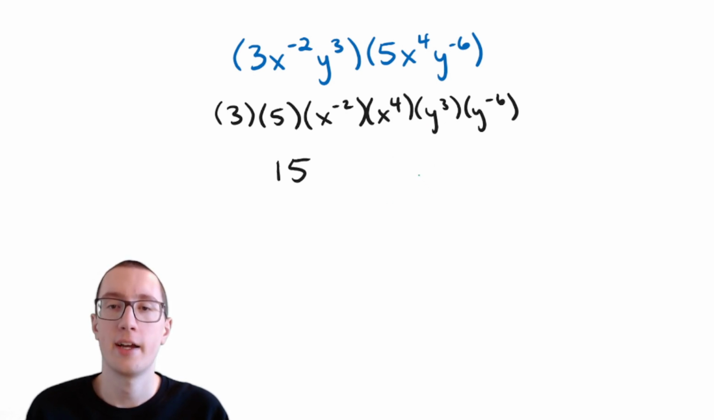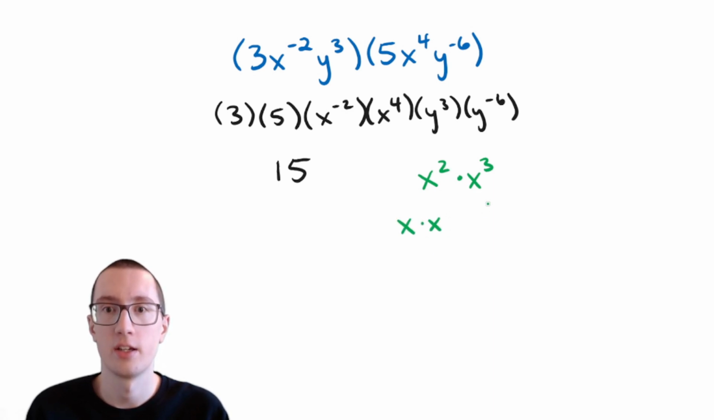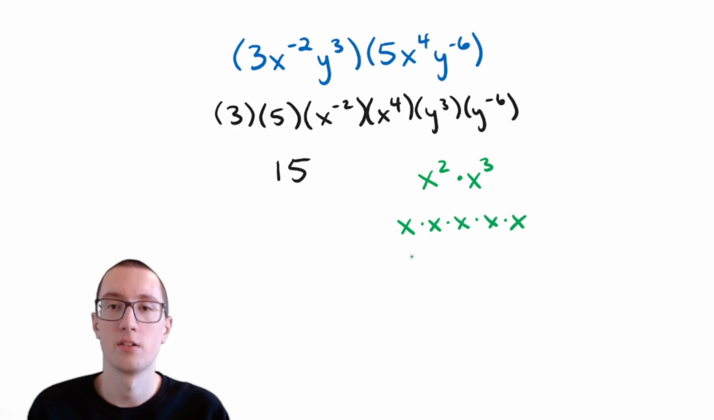For example, let's say I had x to the 2 times x to the 3. Well, x to the 2 just means x times x. And x to the 3rd means x times x times x. So you end up with x times x times x times x times x, which is 5 x's, so x to the 5th. So basically, whenever you're multiplying two of the same letter with different exponents, you have to add the exponents together, because 2 plus 3 is 5.